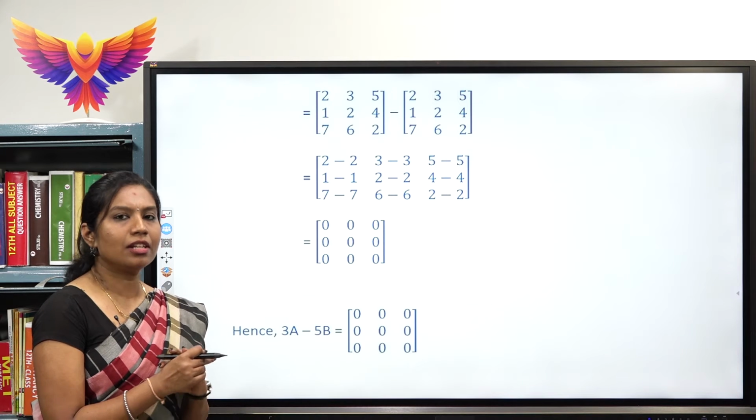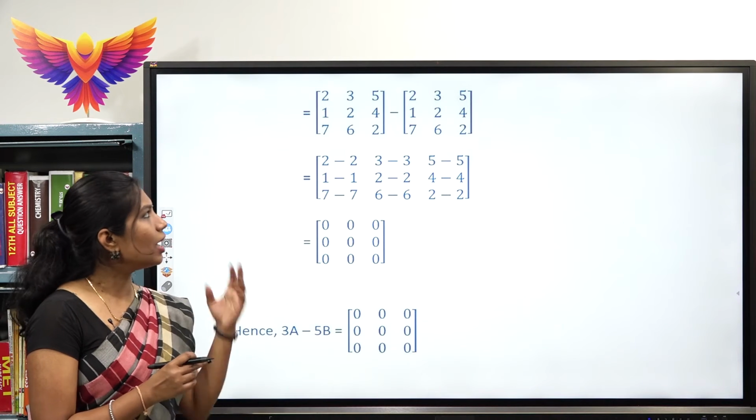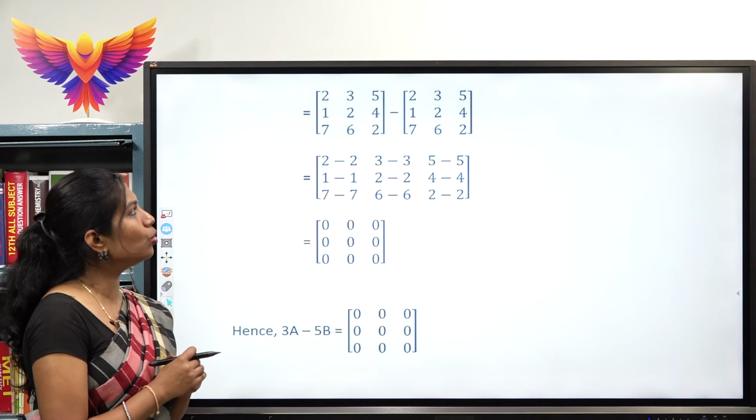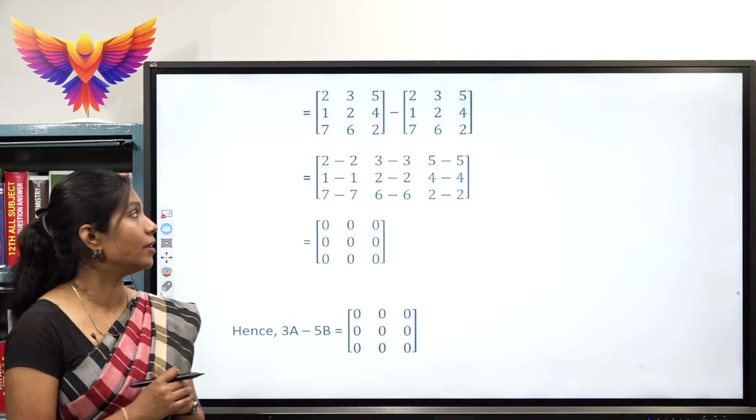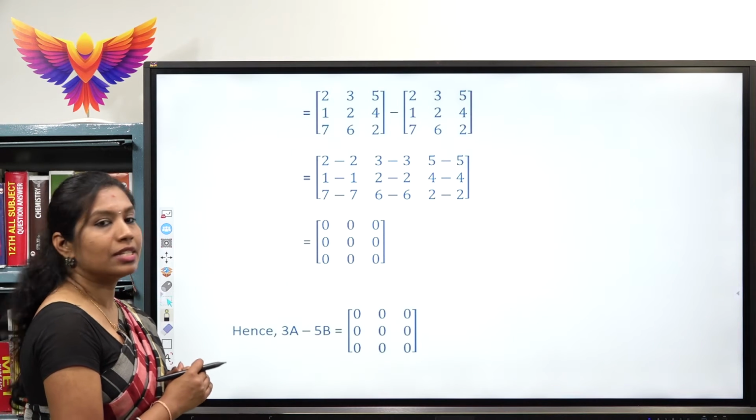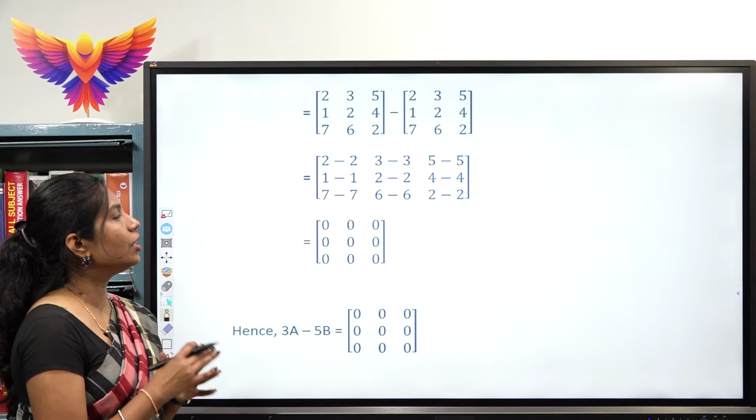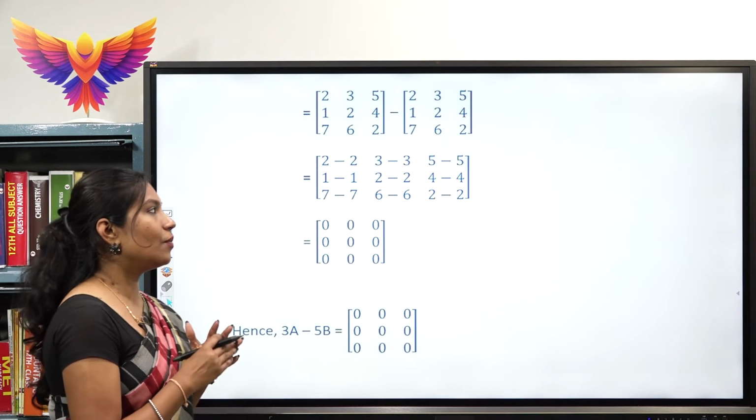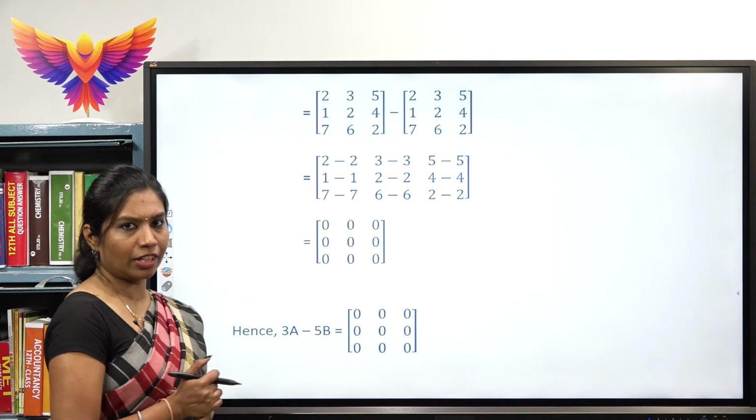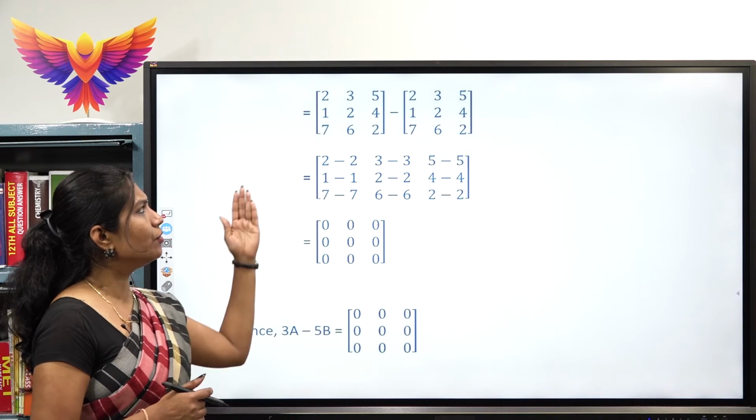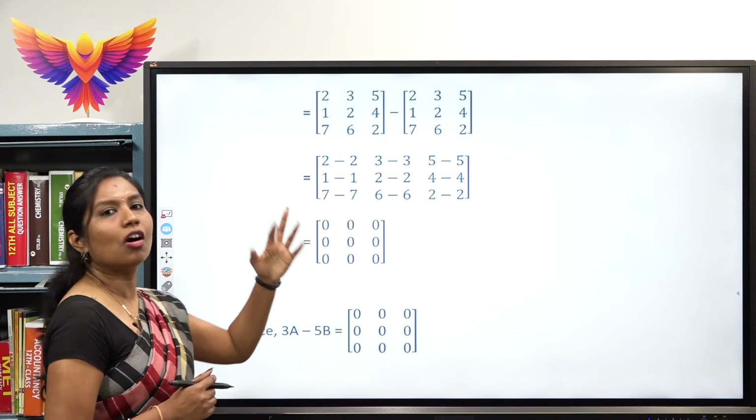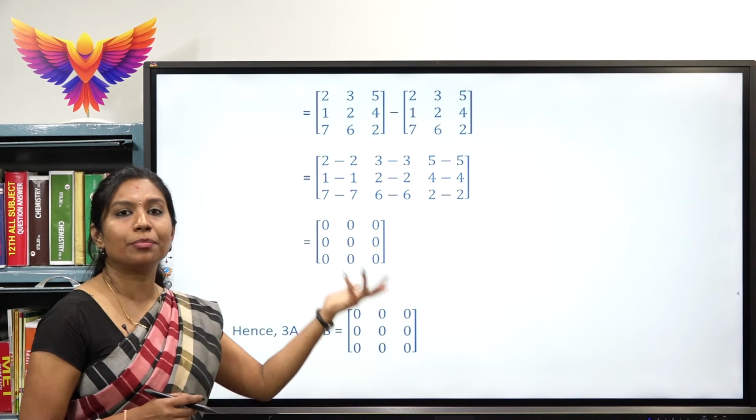After cancelling out the common terms, I ended up with this form, which is 2, 3, 5 in the first row of the first matrix, 1, 2 and 4, 7, 6 and 2, and again the second matrix I got as 2, 3, 5, 1, 2 and 4, 7, 6 and 2. When I have to simplify this, clearly we can say that we have a matrix with common elements, 2 minus 2. We just have to subtract these two matrices.